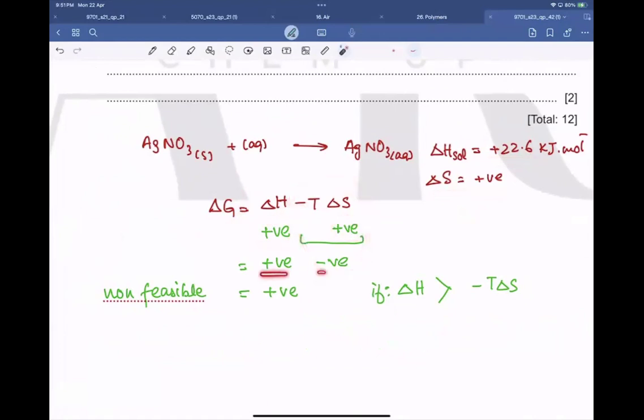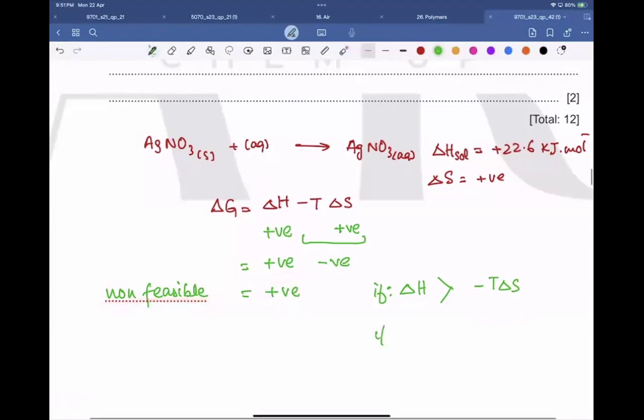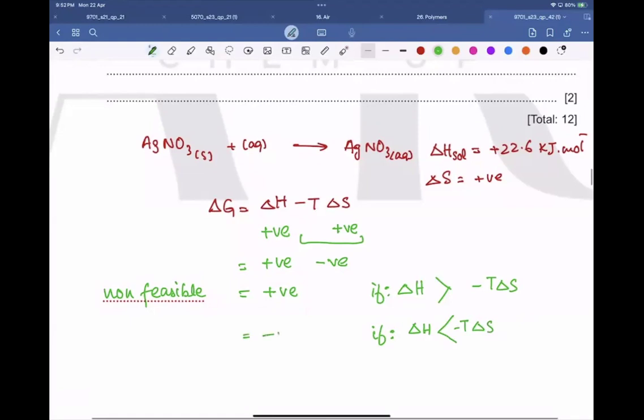So we have one term positive and one term negative, right? So if the delta H has a greater value than this one, the answer would be positive, and it means that the reaction is non-feasible. Is this clear to all of you? Okay. Now, if delta H gets smaller than minus T delta S, we get the answer in the negative and the reaction becomes feasible.